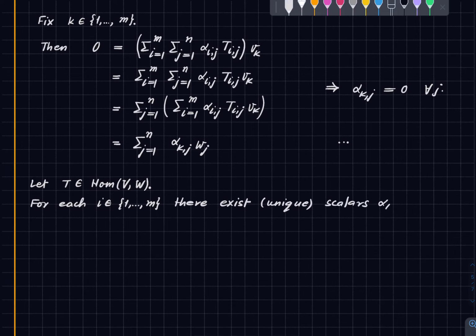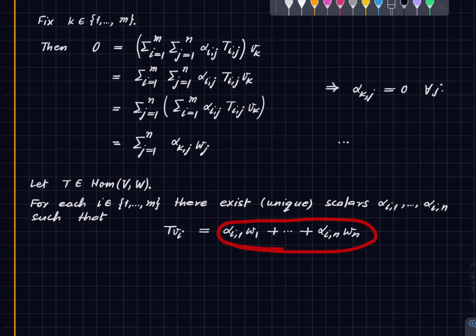Alpha I1 up to alpha In, such that T v_i is this linear combination. This is simply because this is a vector in the space W, and hence one can write it uniquely as a linear combination of W1 up to Wn.